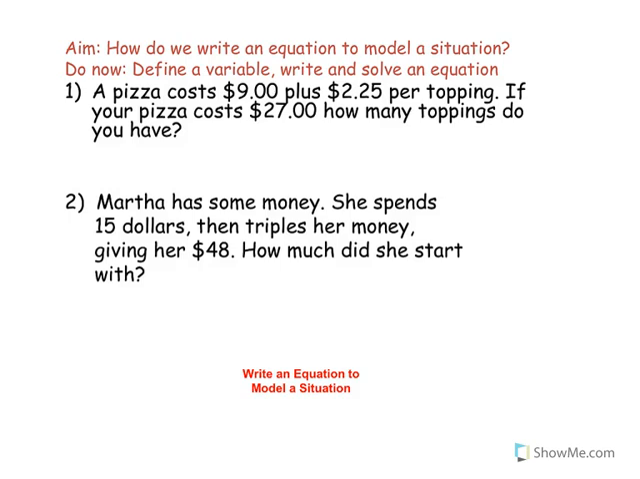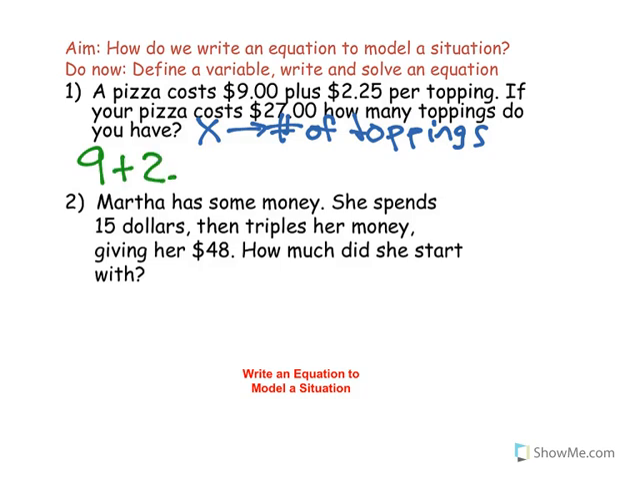So I'm going to just put over here somewhere X number of toppings, right? So I'm doing this using shorthand just to kind of save ourselves some time on the video. But we know we would write a full let statement, right? Let X represent the number of toppings you have, and then we could write the two-step equation, right? So the pizza is $9 plus it's $2.25 for each of our X toppings, and that's going to give us a total cost of $27. And we should be able to solve the equation.